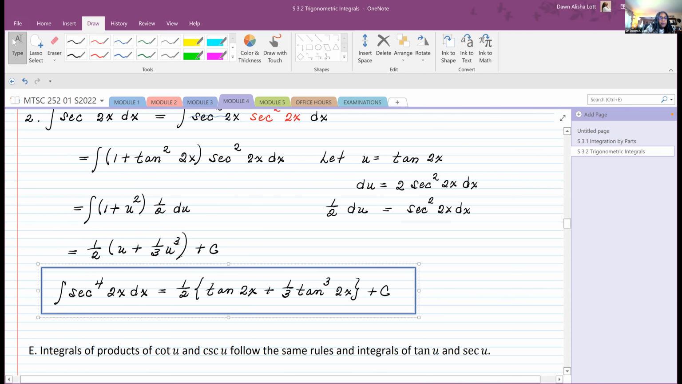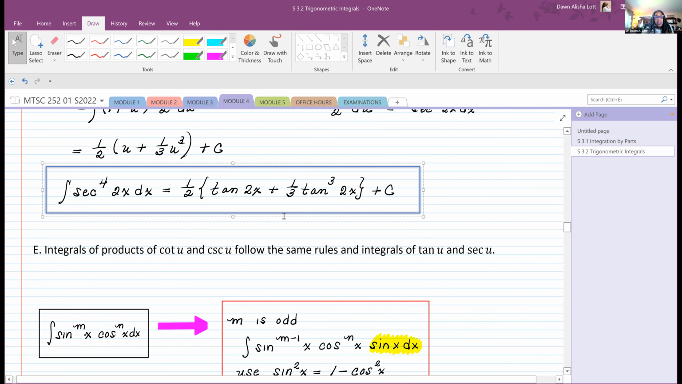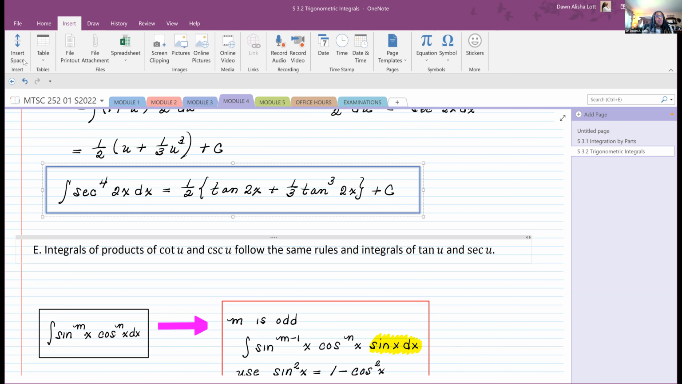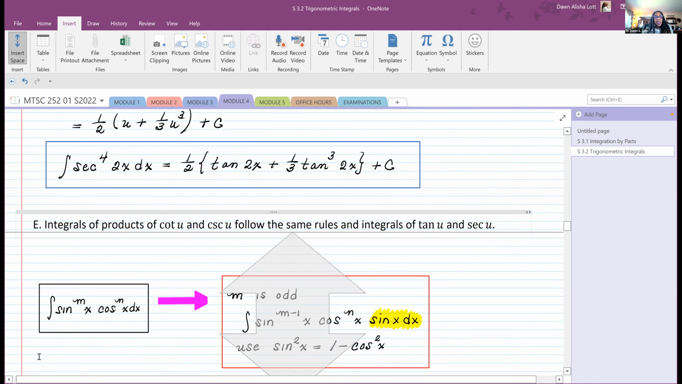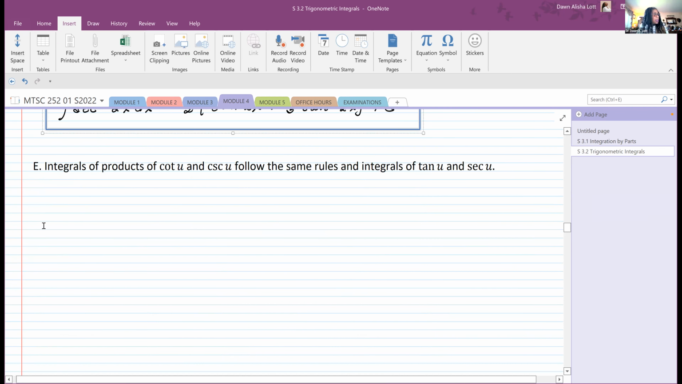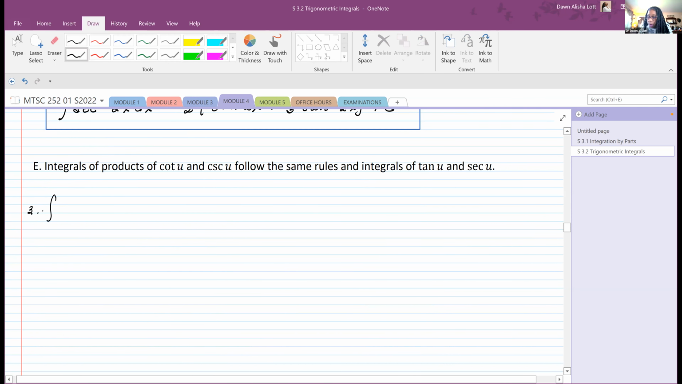Integrals of products of cotangent and cosecant follow the same rules as the other ones, the same rules as tangent and secant. So let's do an example. Look at this: the integral of cotangent to the 5th of x times cosecant of x dx.